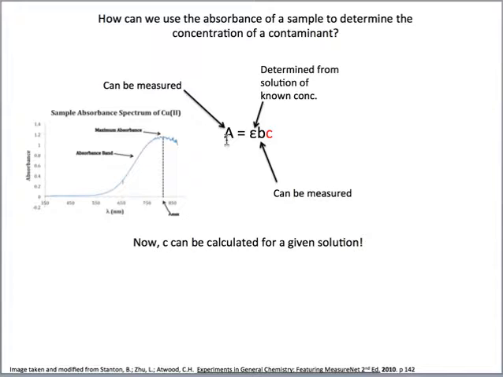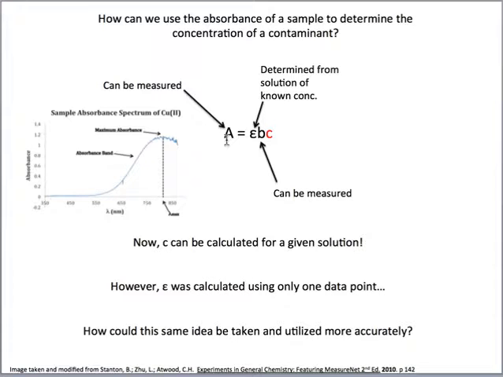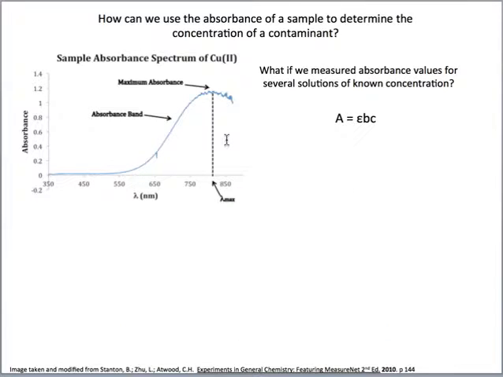However, our determination of that concentration in this case is based off of a molar absorptivity we determined from one solution, which is not going to be the most accurate way to do this. So how can we do this in a process that's a bit more accurate? All right, glad you asked. Well, what if we measured absorbance values for not just one solution of known concentration, but for several solutions of which the concentration is known?